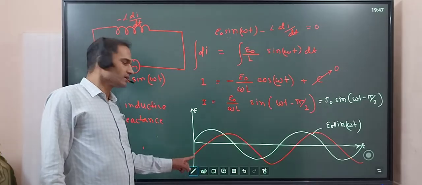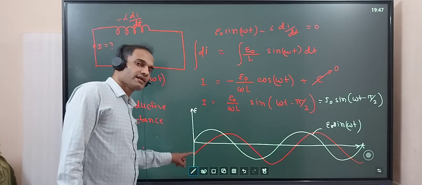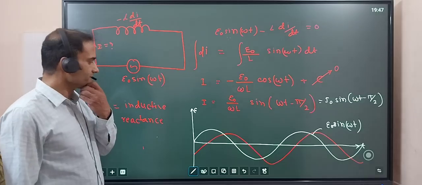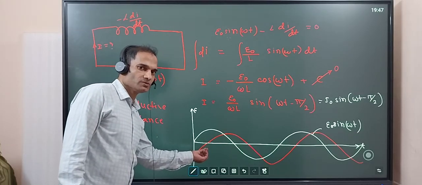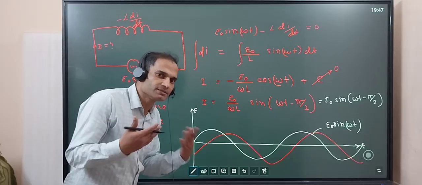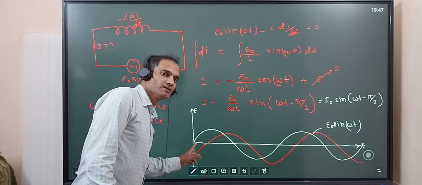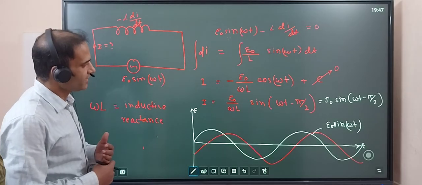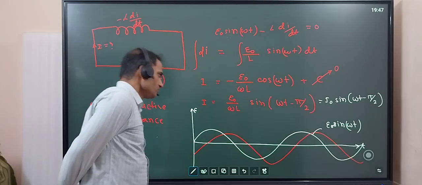Current is lagging, okay? EMF is 0 but current is negative maximum. Here current is lagging by 90 degrees, okay? After some time current is becoming 0. Current is taking some time to reach 0 while EMF was already 0, okay? So current is lagging. That is the meaning of that part.